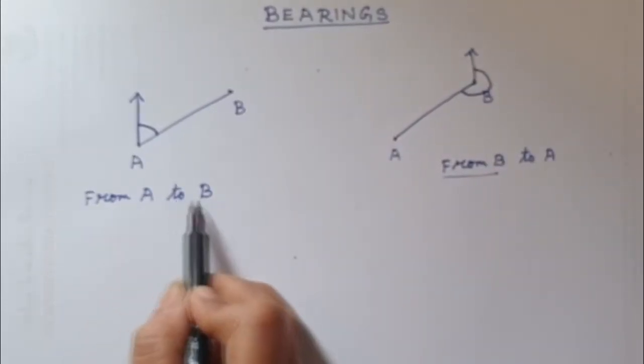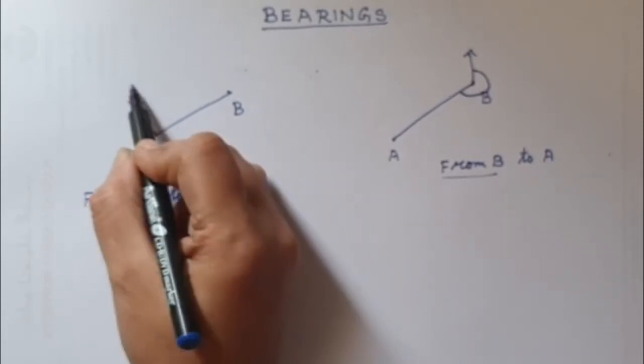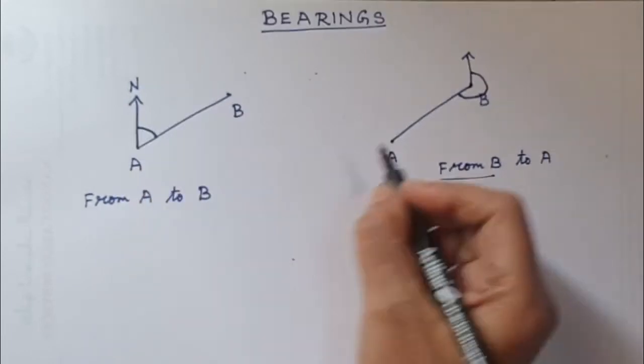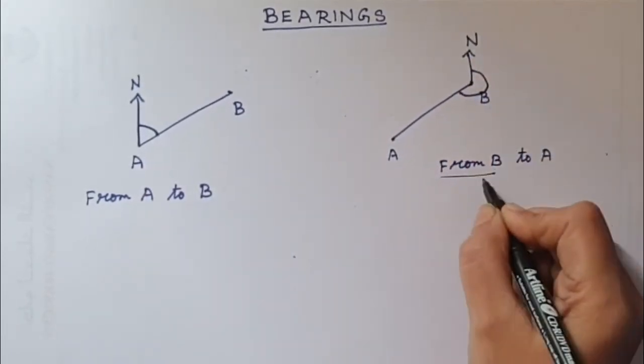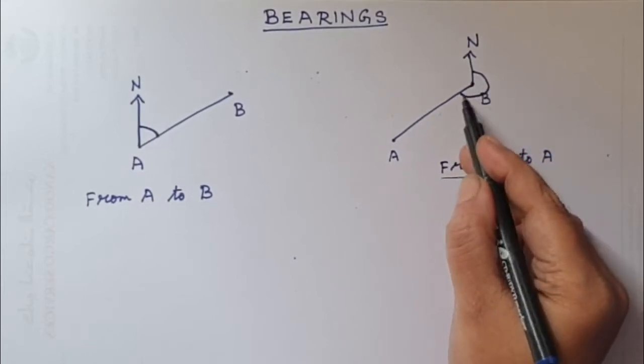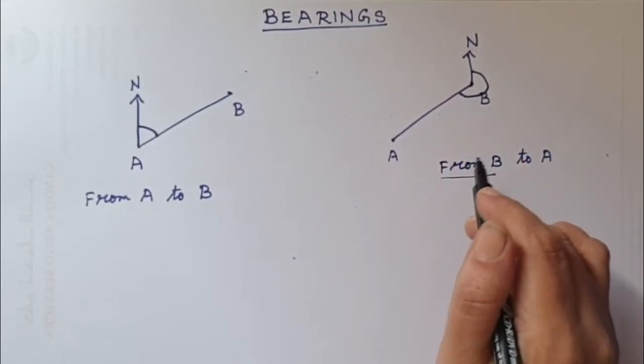So from A to B means at A we draw the north, and then we find the angle. Here it is from B, so at B we draw the north and we find the angle. Always we need to find the angle in the clockwise direction.